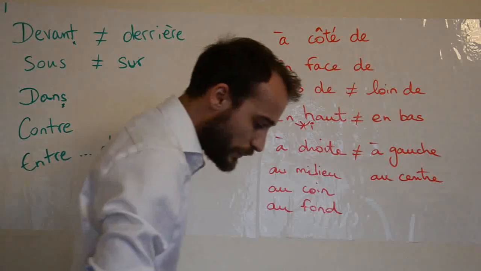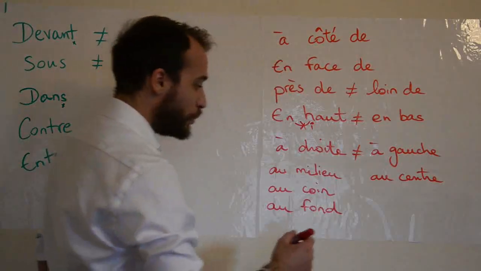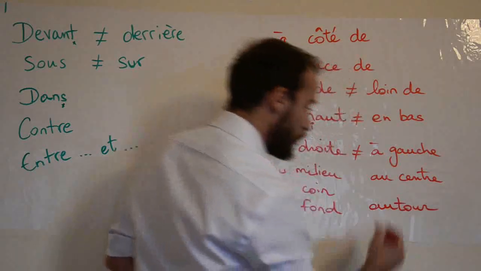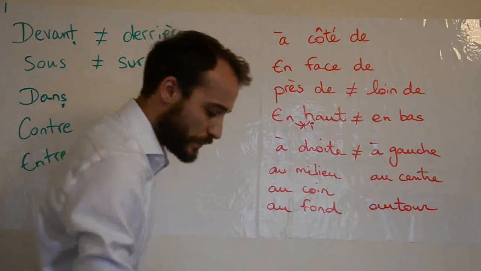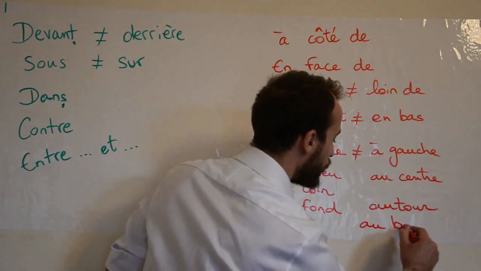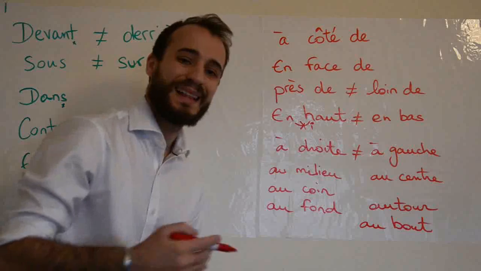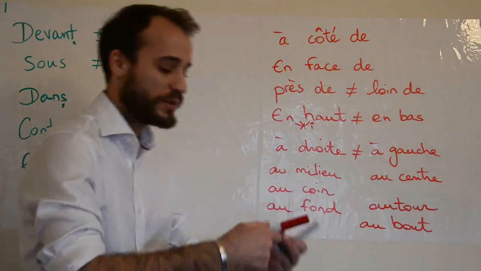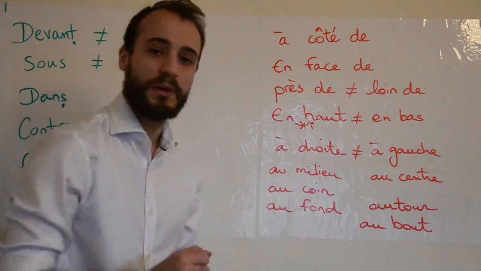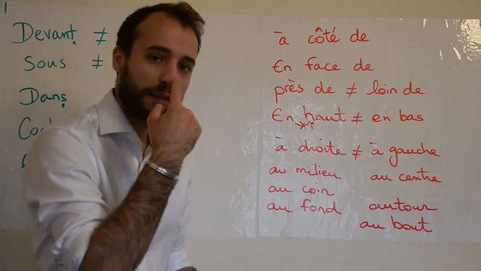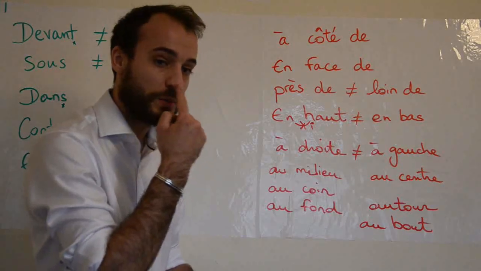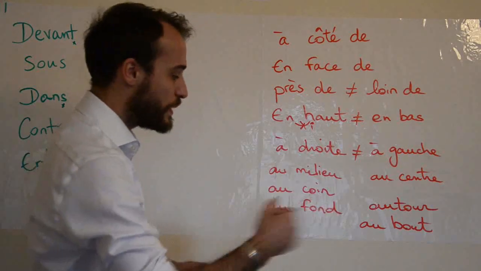And then we have autour. I'm going to put it here. Autour means around. And then just to finish my list, I have au bout. And au bout means at the end of something. So for instance, au bout de mon stylo, it's at the end of my pen, so at the tip of my pen. Au bout de mon nez, at the tip of my nose here, the end of my nose. You understand the bout here.